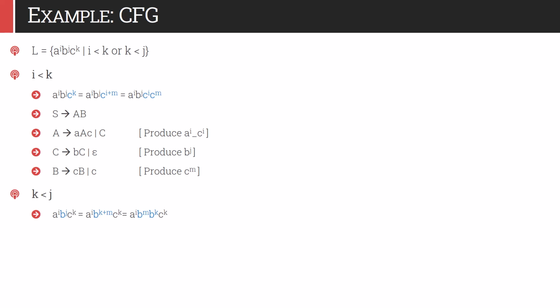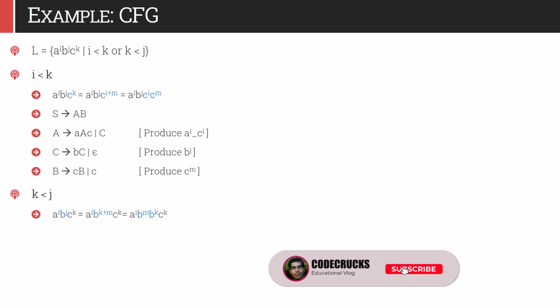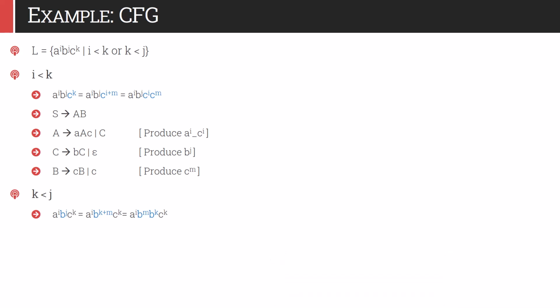So now here we have a power i, b power m, b power k, c power k. So i and m are independent. Only the number of b and c are the same at the third one. So we will write it down using three productions. Using P we will produce a power i. Using Q we will produce b power m. And using R we will produce b power k, c power k.